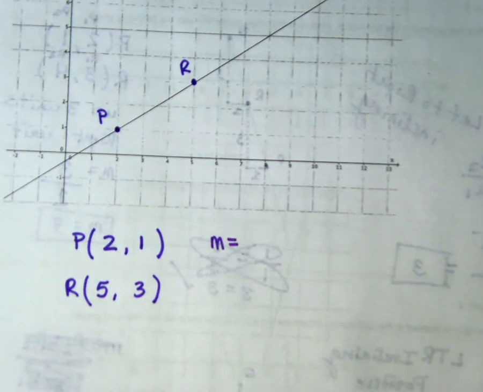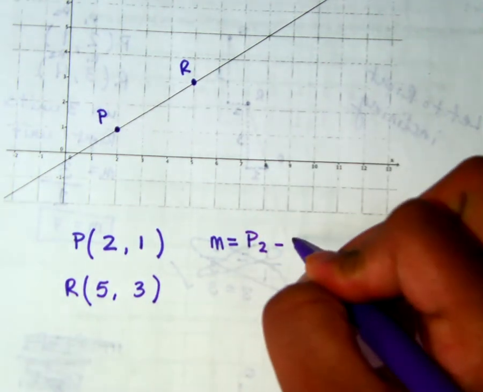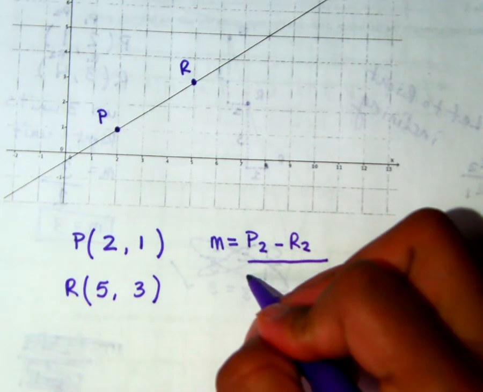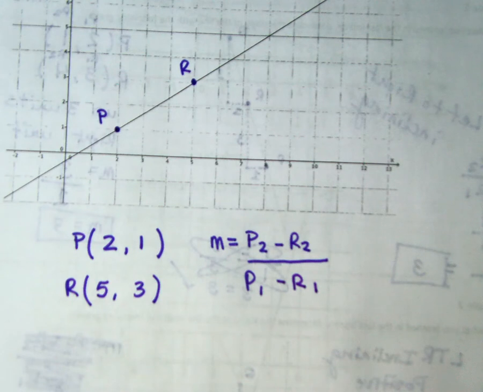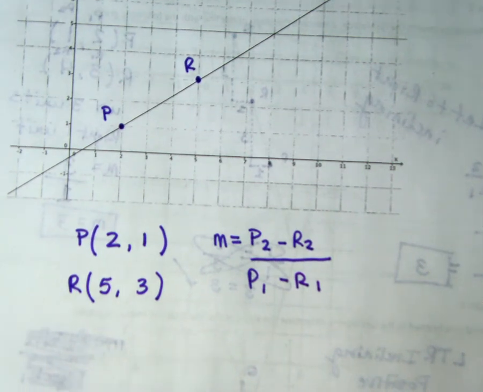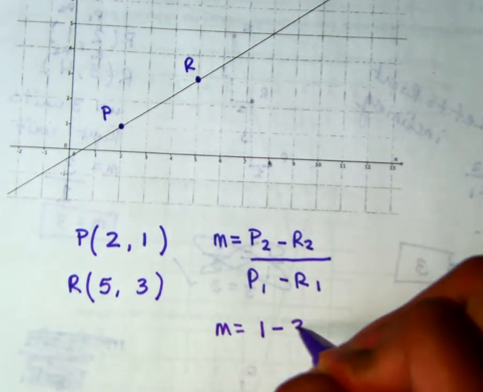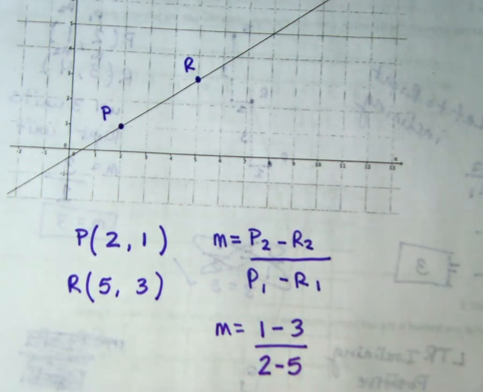First step is to write our formula to find our rate of change between P and R. Slope is going to be equal to the change in the Y value, so P2 minus R2, divided by the change in the X, which is P1 minus R1. Step 2, substitute what we've been given: 1 minus 3 over 2 minus 5.